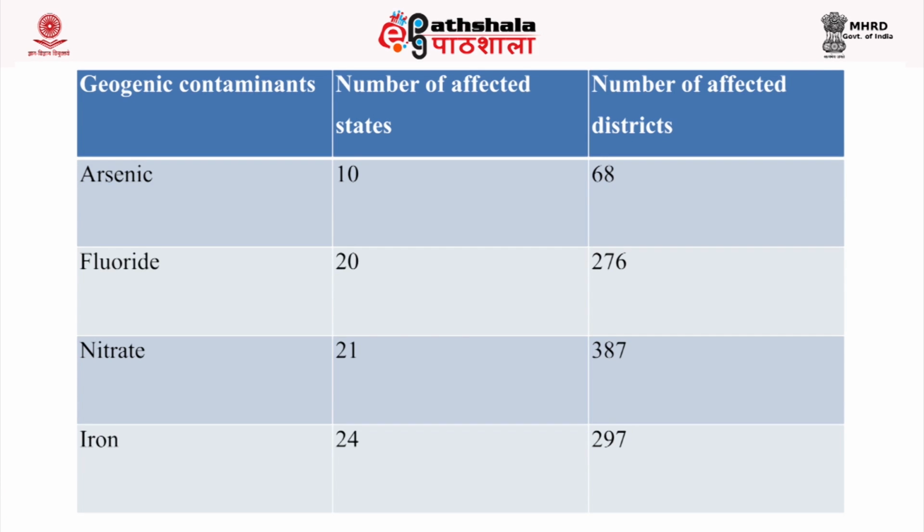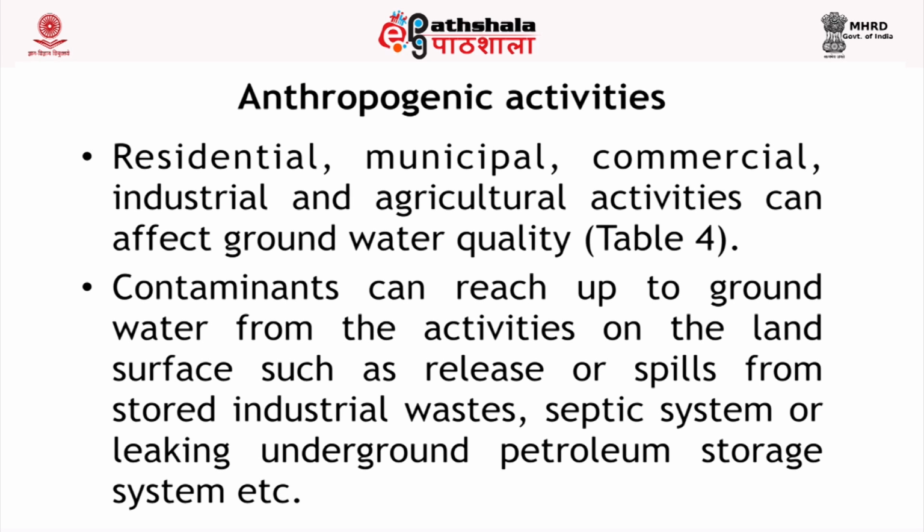This table shows the various Indian states and their groundwater pollution due to naturally occurring substances. Arsenic affects 10 states and 68 districts throughout the country. Fluoride contamination is in 20 states and 276 districts. Nitrate is present in 21 states and 387 districts across the country, and iron affects 24 states and 297 districts.